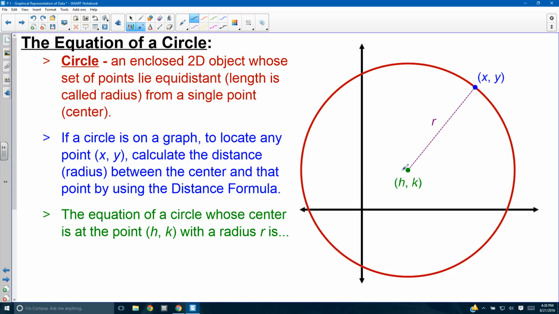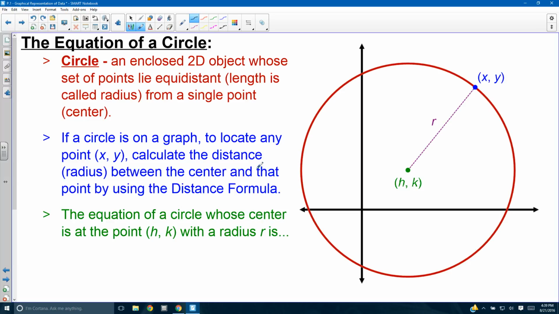The distance from that middle point, called the center, to any point on the circle is called the radius. If the circle is on a graph, to locate any point x, y, we're going to calculate the distance between the center and that point by using the distance formula. So we just use the distance formula. It's the same thing as the Pythagorean theorem, and I'm going to equate it in that same way as well.